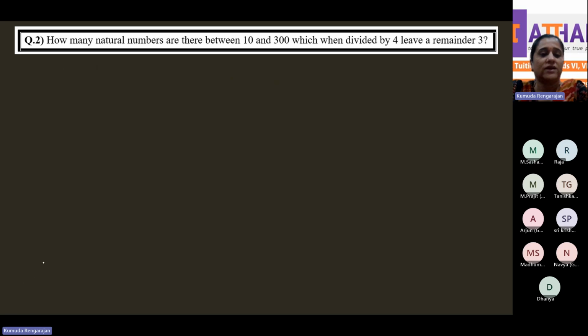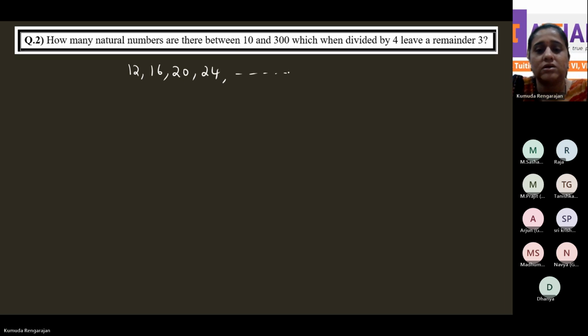So what did I write? I wrote the multiples of 4 between 10 and 300. So between 10 and 300, we have 12, 16, 20, 24. 300 is divisible by 4, but you'll have to write between. So the last number is 296.